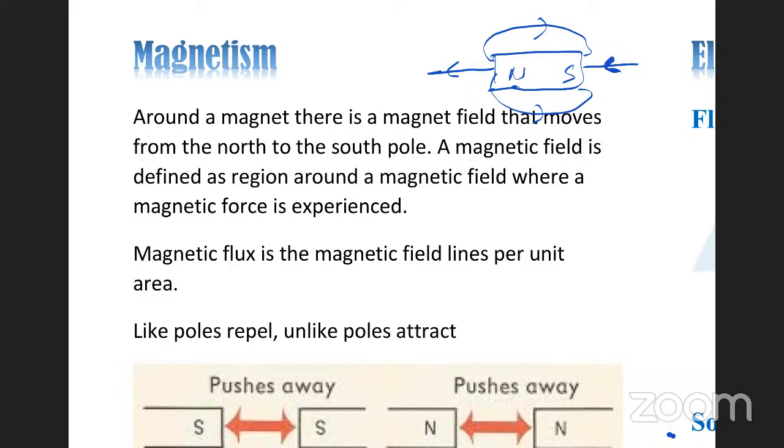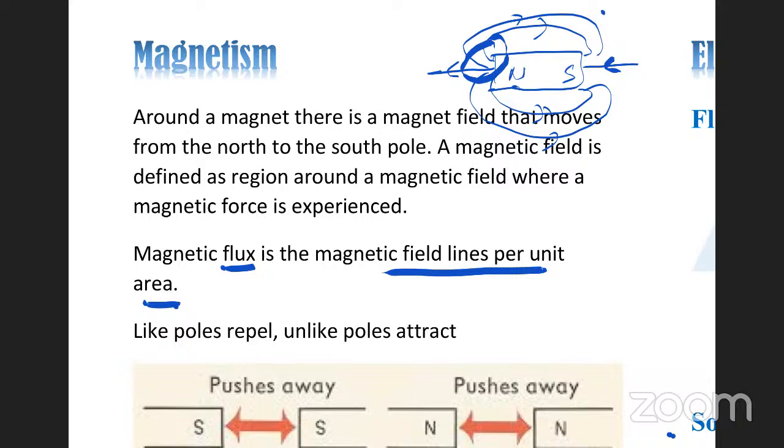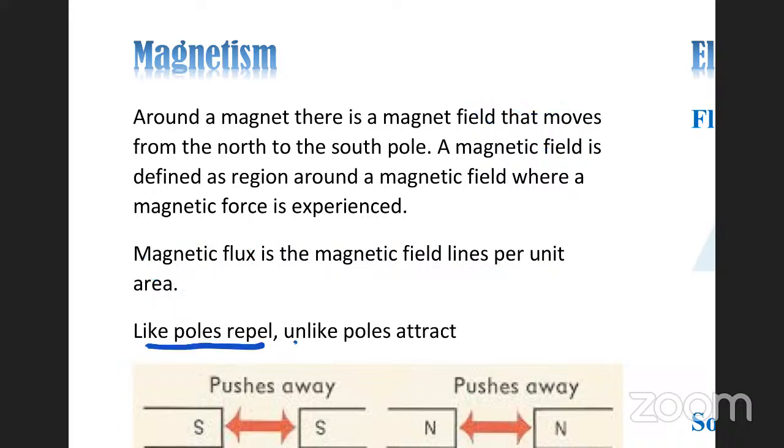By the way, there is something called magnetic flux. Magnetic flux is the number of field lines per unit area. For example, here and maybe here, which one has more field lines? The first one, so the magnetic flux is higher there. We also know that like poles repel, unlike attract. Same thing I gave you with the charges.